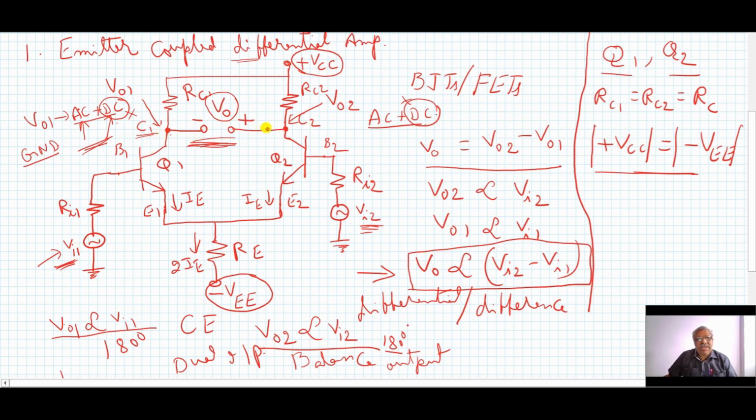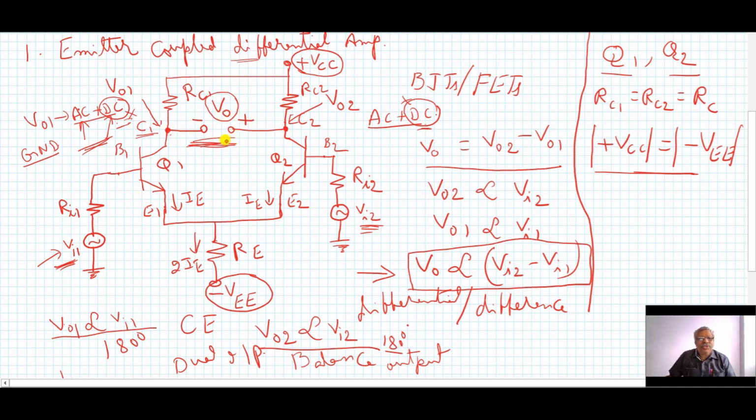Why is it called balanced again? Because if you collect the output between two collectors, the DC components are balancing out. We get only the amplified versions of AC components. But how many inputs are we giving here? Only one. So the configuration is called single input balanced output configuration.